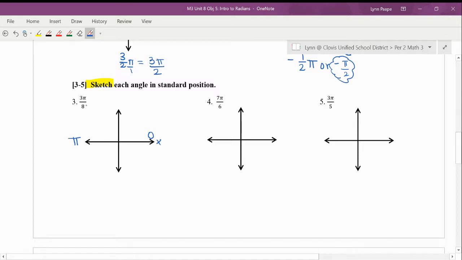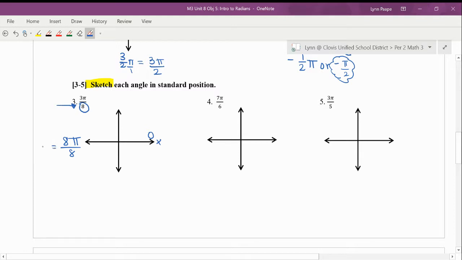But because we have different denominators here, do you see we have a denominator of 8, a denominator of 6, and a denominator of 5? What I want to make sure that I'm doing is I want to get a common denominator so that I can make sure that I'm sketching accurately. So what I'm going to always do is I'm going to take that denominator here. So in this case, I'm going to take that denominator of 8, and I'm going to get a common denominator with that 1 pi. So that means instead of pi, I'm going to write that as 8 pi over 8.